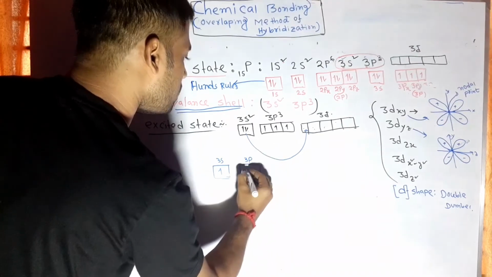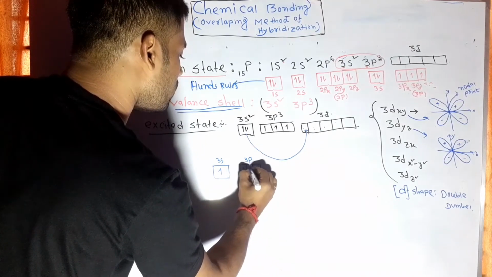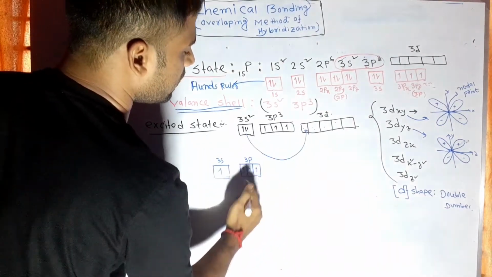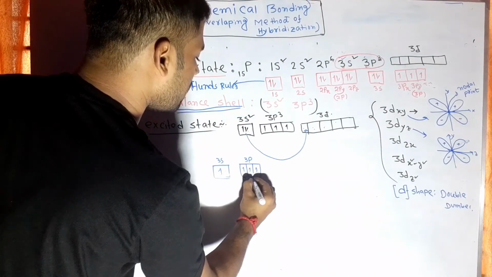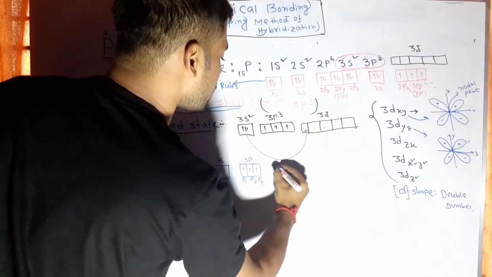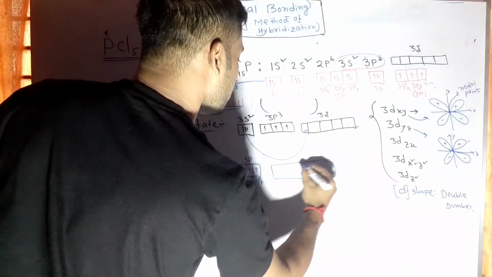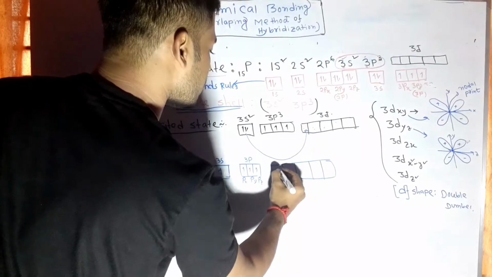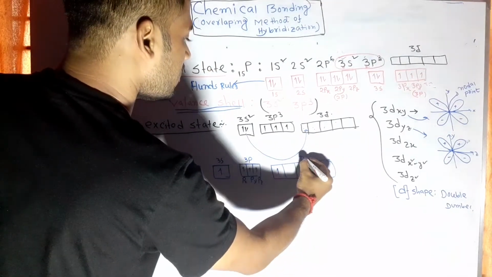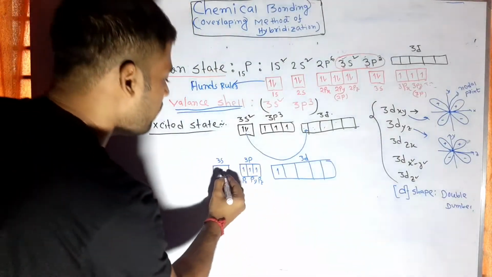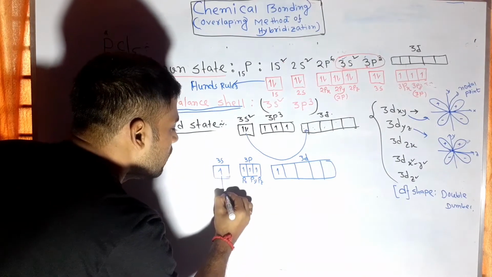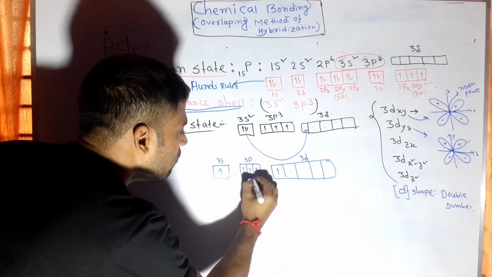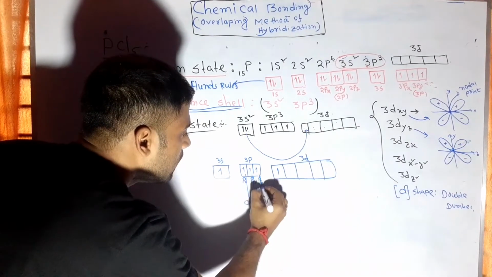Then 3p: the total number of electrons is 3, and the p subshell contains 3 vacant orbitals, named px, py, pz, then 3d. One electron can jump from 3s to 3d due to the vacant 3d orbital. This is the 3d orbital. So these unpaired electrons can bond with surrounding atoms. Each unpaired electron bonds with a surrounding atom.